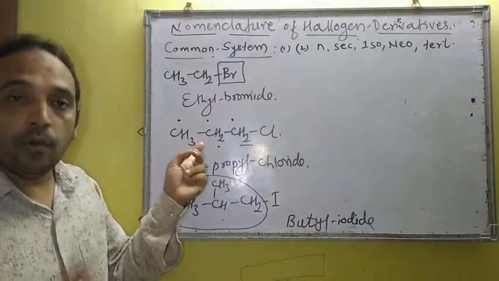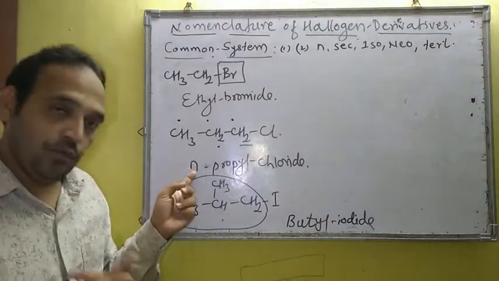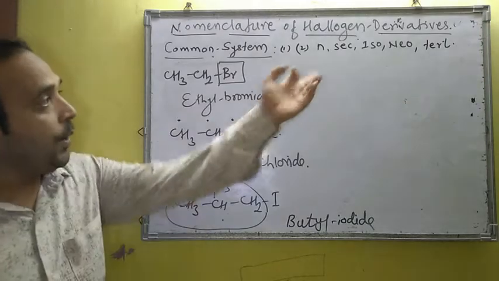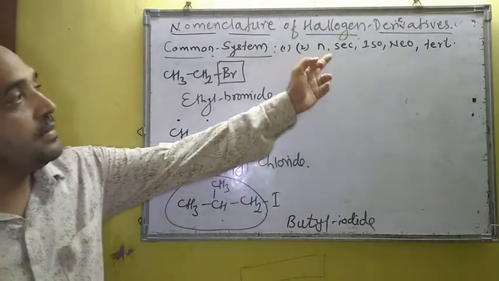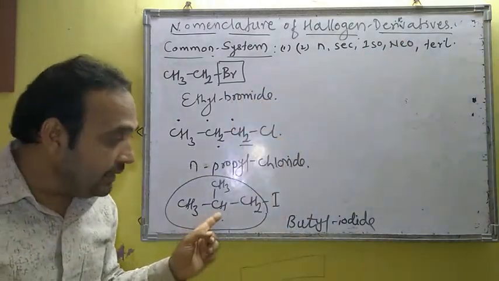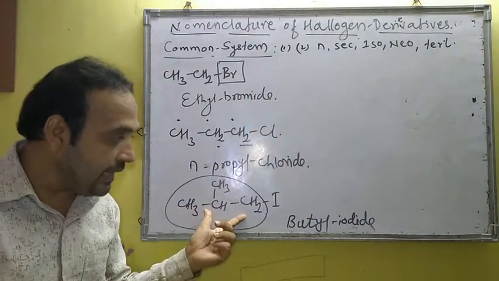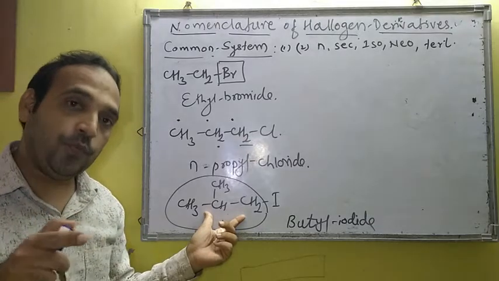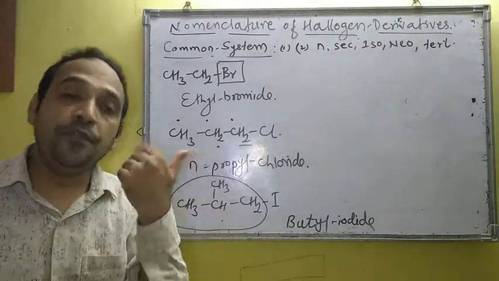Like here, more than 2 carbon atoms are there, so we will definitely use the prefix. Our prefixes are N, sec, iso, neo and tertiary. Now in this case my halide is iodide, alkyl group is butyl. Which prefix will we use?